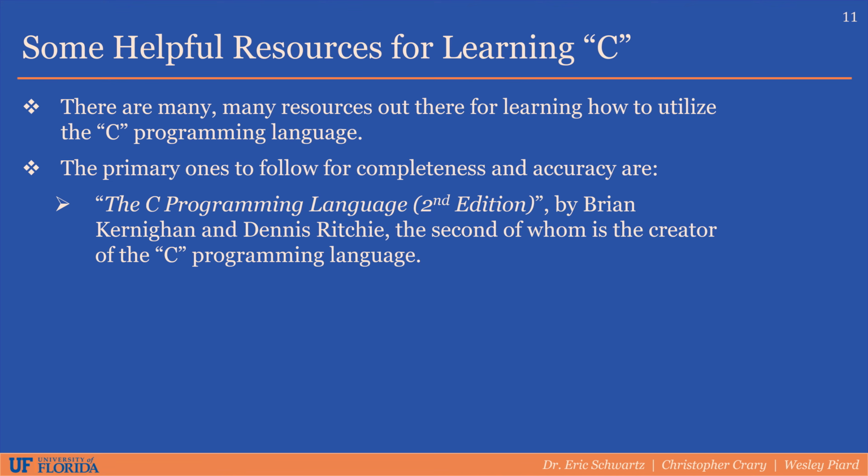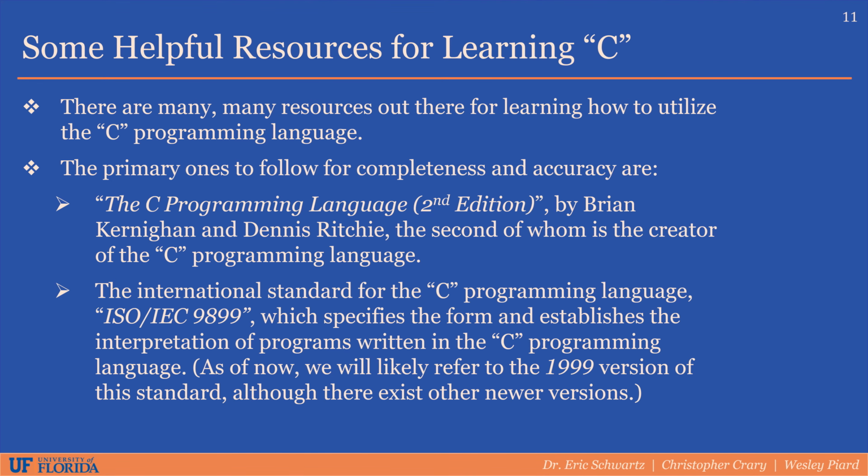And the second source, which is the go-to resource when you need to know exactly how something in C is supposed to be, is the actual international standard for the C programming language, which is known officially as ISO IEC 9899. This standard specifies and establishes the interpretation of programs written in the C language. It basically describes all of the core features and the specifics of C.